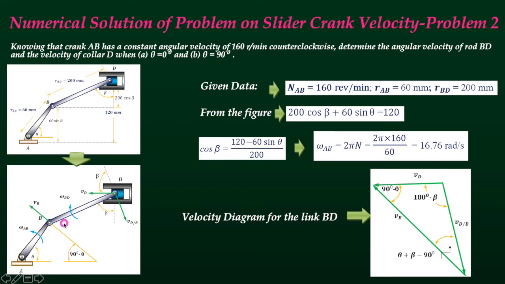Now from the geometry, as stated here, we can draw the velocity diagram. VB, this is the direction, same as this one. This angle here is 90 minus theta, so this equals theta plus beta minus 90 degrees, and all these angles are simply calculated from this figure. So for VD, it is horizontal.